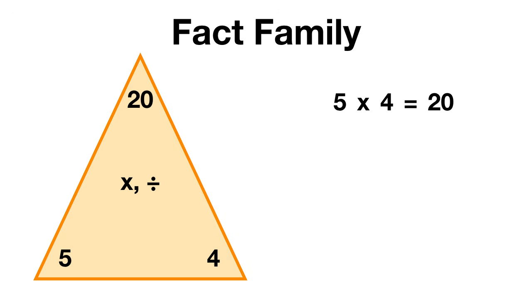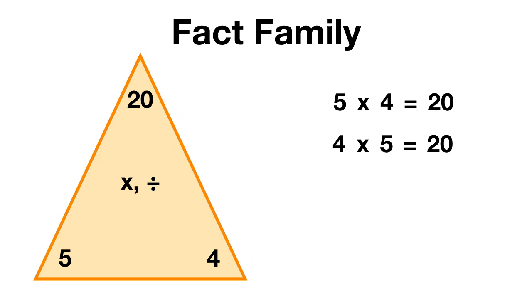You could do it the opposite way too, 4 times 5. If you want to figure out what this is, well, you've used your 4, you've used your 5, but the number that's missing is the 20. So 4 times 5 also equals 20. We could use this not just for multiplication, but for division.